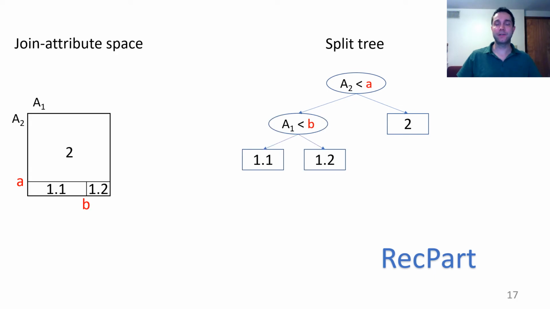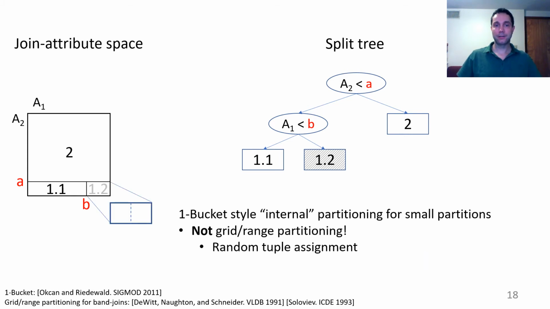Then we keep on recursively partitioning, in this case, leaf number 1 into 1.1 and 1.2, this time splitting on attribute A1. You will realize that as we keep splitting and these partitions become smaller, at some point they will approach bandwidth. And when that happens, we switch internally to a different partitioning scheme for these small partitions. This partitioning is inspired by the one-bucket algorithm, which was shown to be optimal for cross-product computation in a distributed system. And notice that this is not the same as regular grid partitioning because tuples are randomized across these different partitions.